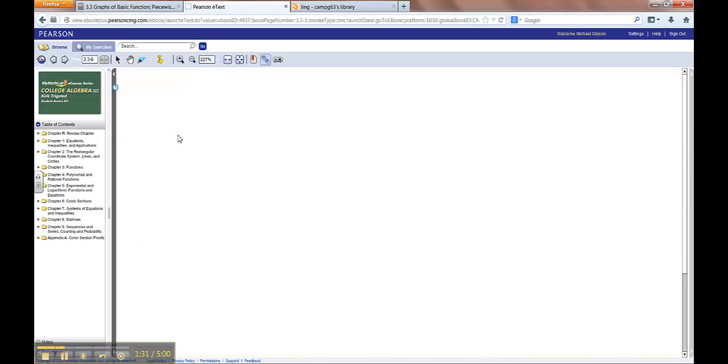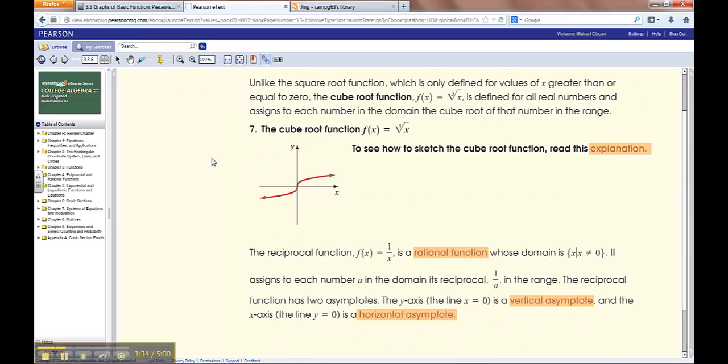Now here's the idea. There's a few more. Let me get through these. So the cube root function. Instead of the square root, we've got the 3 there in the index. We've got the cube root function, okay?